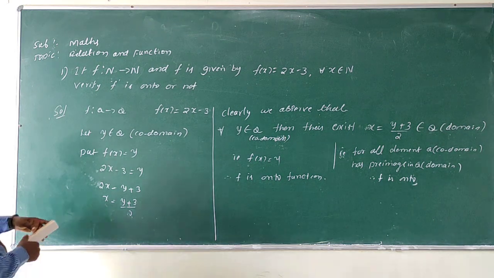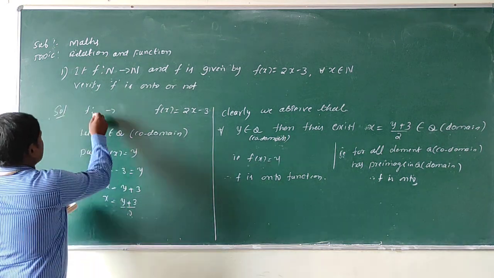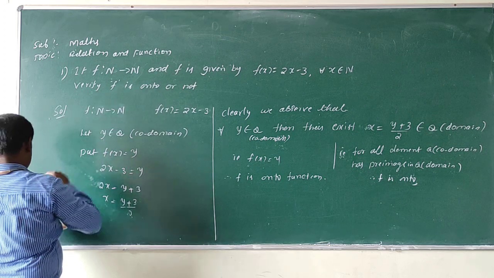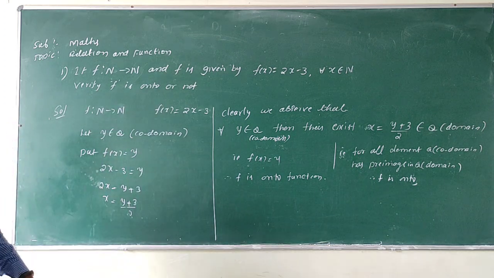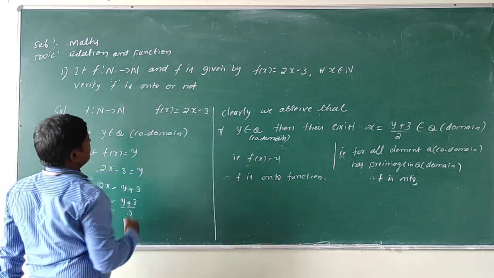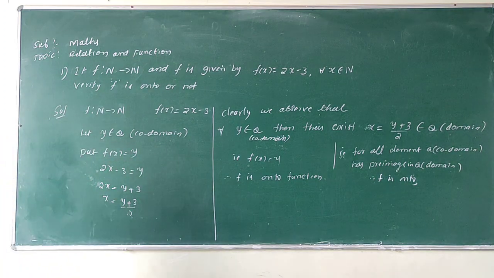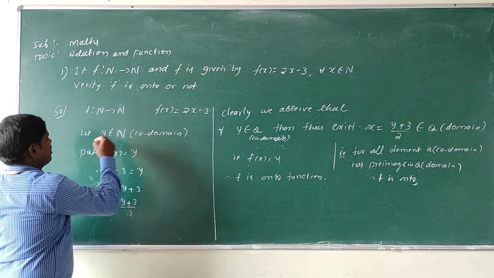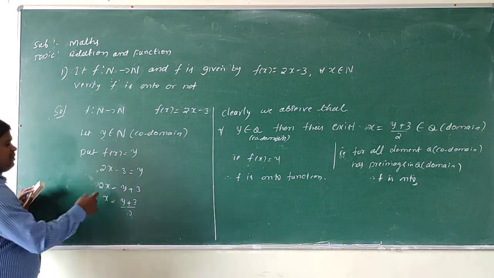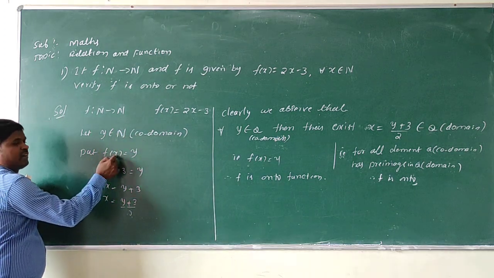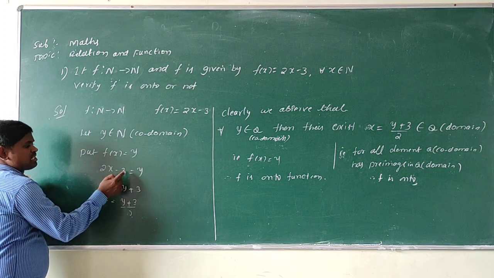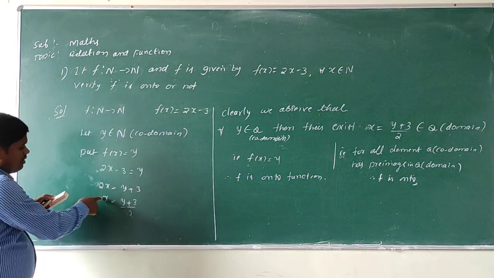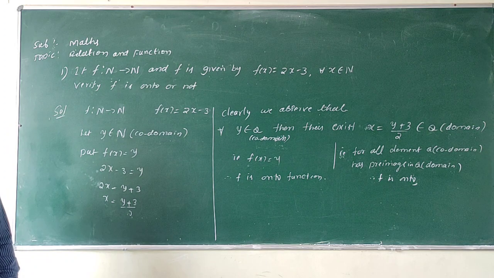So change this to natural number to natural number. So f of x is equal to 2x minus 3. Let y belongs to the codomain, that means y belongs to the natural numbers. Second step is solve: put f of x is equal to y. That is 2x minus 3 is equal to y, and x is equal to y plus 3 divided by 2.